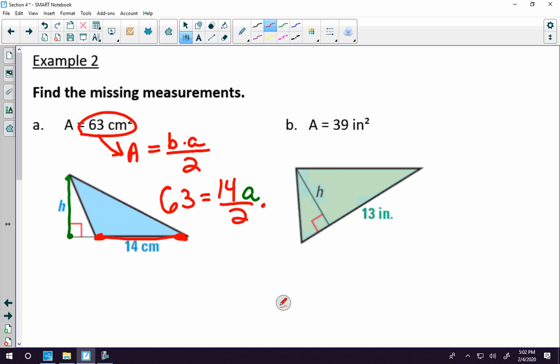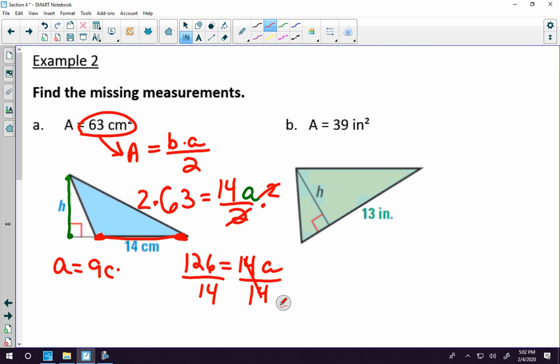So to solve for A, the inverse of dividing by 2 is multiplying by 2. So those 2's cancel. So now we're going to double 63, which is 126, equals 14 times A. The inverse of multiplying by 14 is dividing both sides by 14. And then we should get 126 divided by 14, which has got to be 9. 14 times 9 is 126. So the altitude length is 9 centimeters.